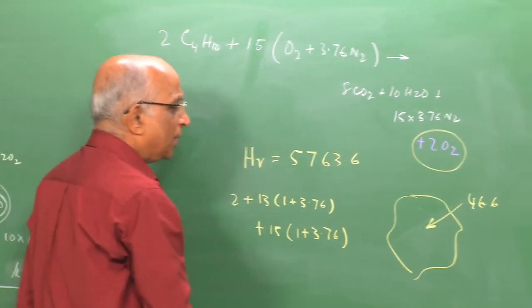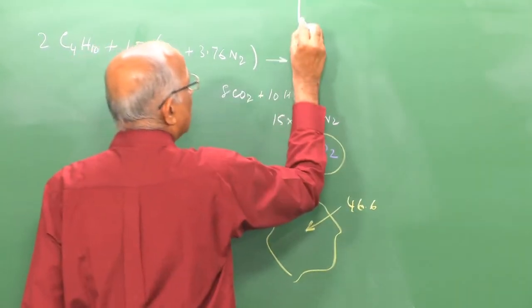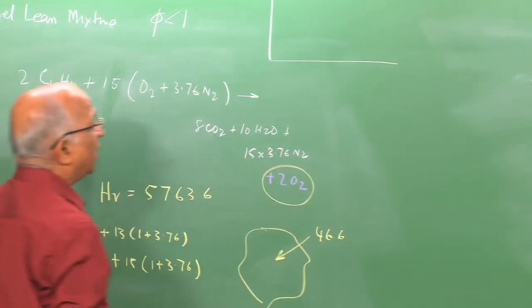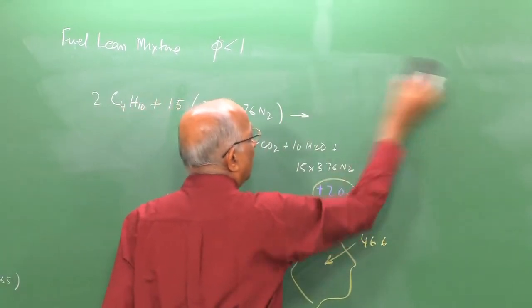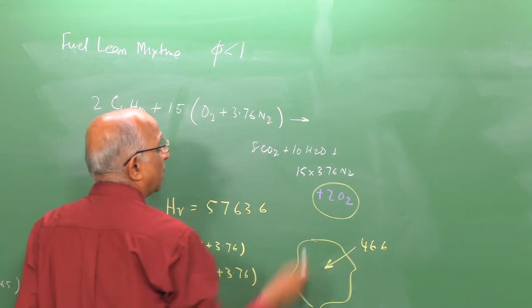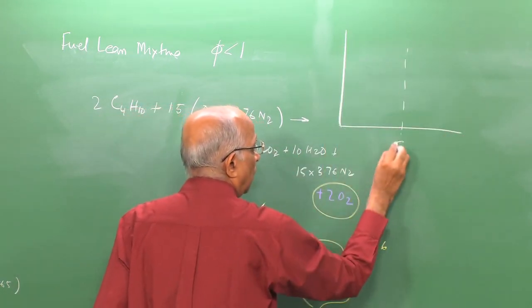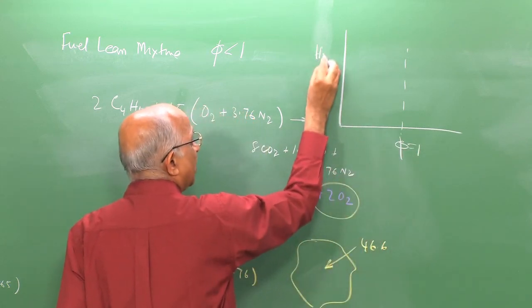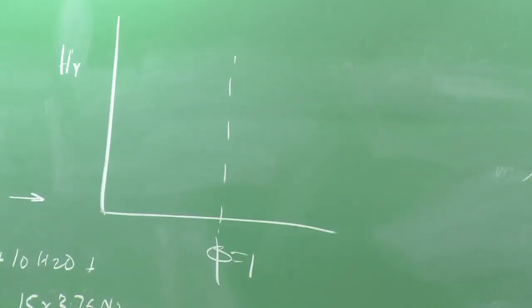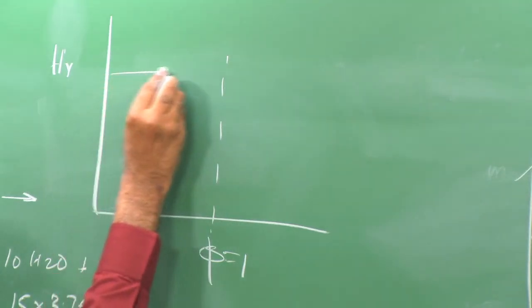Let us plot this graphically, which I just now told. I did not put the numbers down because putting the numbers will take some time. Let us put it down with a little more clarity. Here phi is equal to 1. This is the energy of the reaction. As long as you have fuel lean, that is air rich, the heat of reaction remains the same.